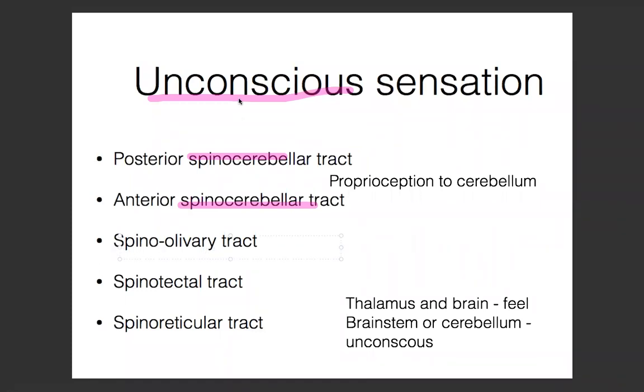Then there are another three, sorry. There is the spinal olivary tract, which basically carries sensation to the olivary nucleus. Where is the olivary nucleus? It's also in your brainstem. Okay? It's in the brainstem, and it basically just helps with coordination and balance as well.